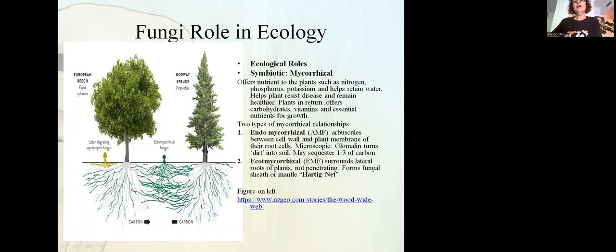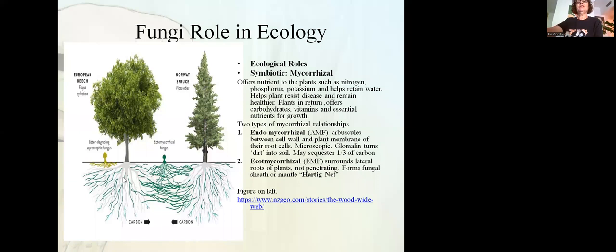And if you've ever read the book by Suzanne Simard, Finding the Mother Tree, she talks about how the forest and the lumber industry are really better off if they allow a mycorrhizal relationship between the fungi and the trees. Okay, and we'll come back to that.